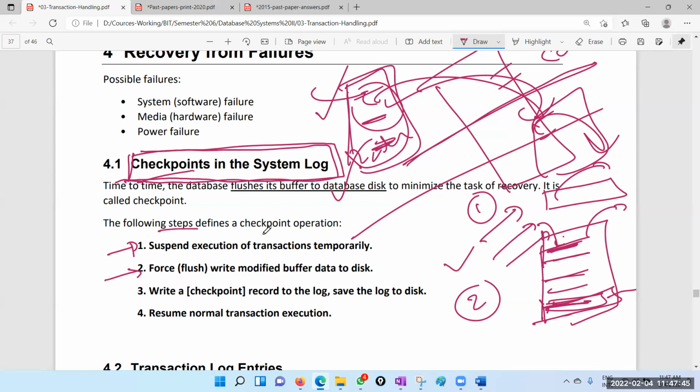So freeze every transaction, flush it. Then you write a checkpoint to the transaction log saying we took a checkpoint at this particular time. Then it resumes the transactions. Resume means from where you stopped, now you proceed. So this happens periodically, maybe after every 10 minutes or every 15 minutes. Okay, so this will happen.